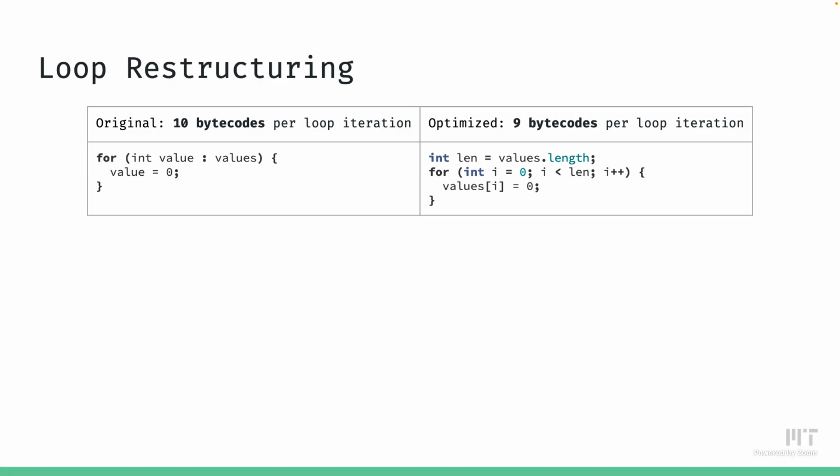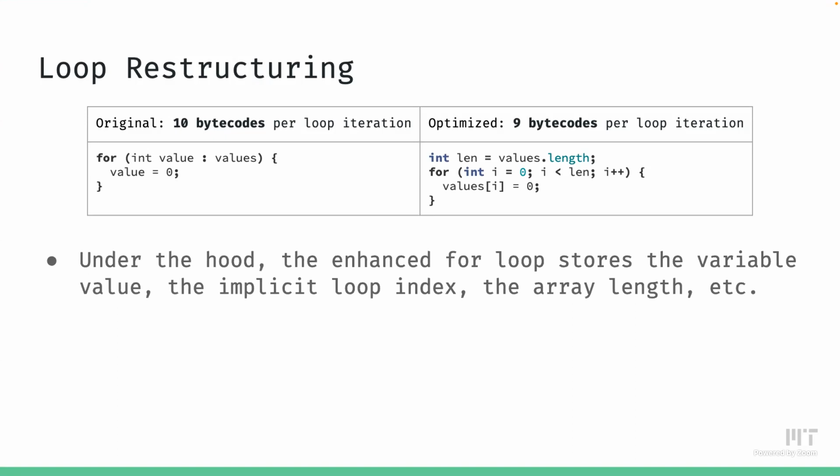But there are things that we can do to reduce that. So let's talk a little bit about why this happens. When we are running an enhanced for loop, we have to store this value variable. We have to keep track of a loop index. We have to keep checking the array length and all this stuff. And that's part of the reason why it takes so much bytecode to run this loop.